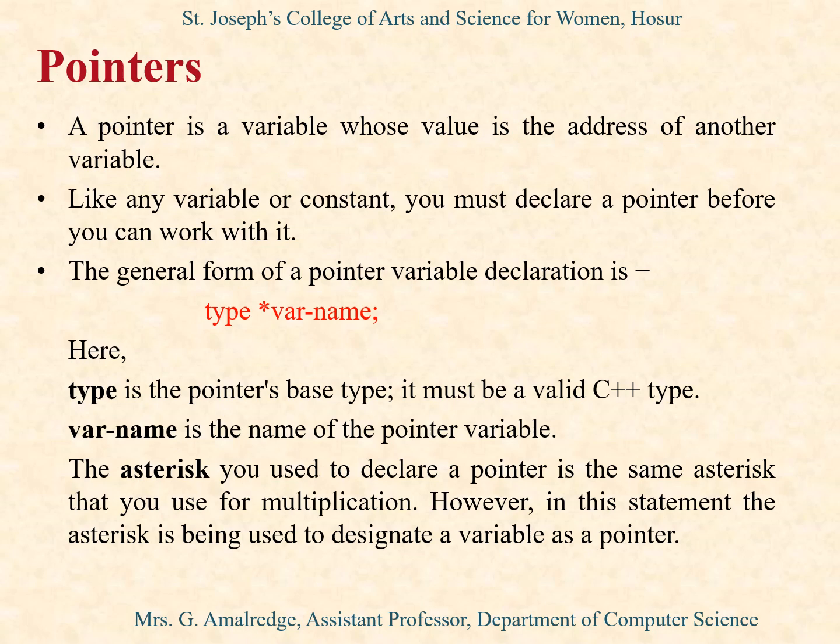Pointers. A pointer is a variable whose value is the address of another variable. Like any other variable or constant, you must declare a pointer before you are going to work with it. The general form of a pointer variable declaration is type asterisk variable name. Here, type is the pointer's base type, that is a valid C++ data type, and variable name is the name of the pointer variable. The asterisk you use to declare a pointer is the same asterisk that you use for multiplication operation.